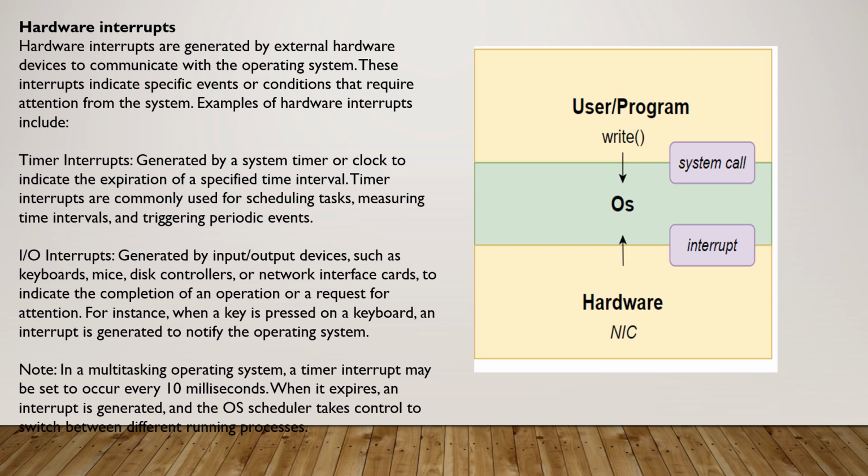In a multitasking operating system, a timer interrupt may be set to occur every 10 milliseconds. When it expires, an interrupt is generated and the OS scheduler takes control to switch between different running processes.